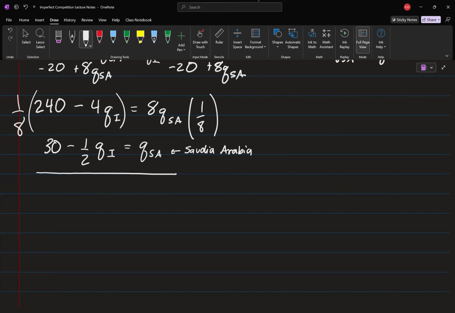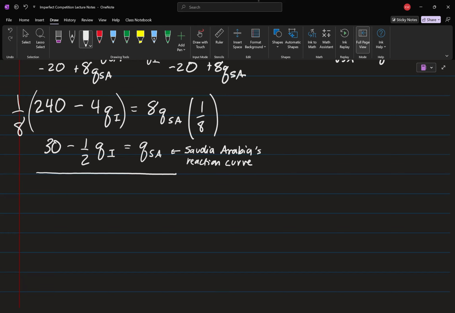We did something similar in our Bertrand problem earlier. And what it's showing us is that Saudi Arabia's output depends on what Iran produces, right? Which is the fundamental assumption underlying Cournot. Each firm responds to the output of the other strategically by changing their own output.